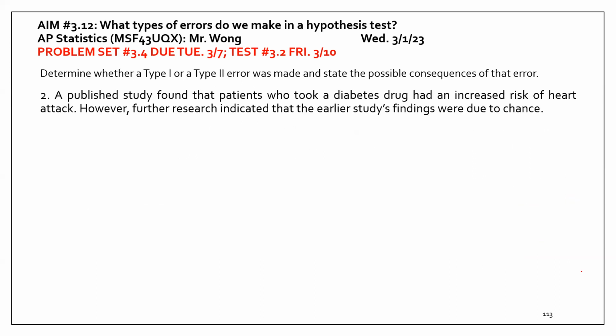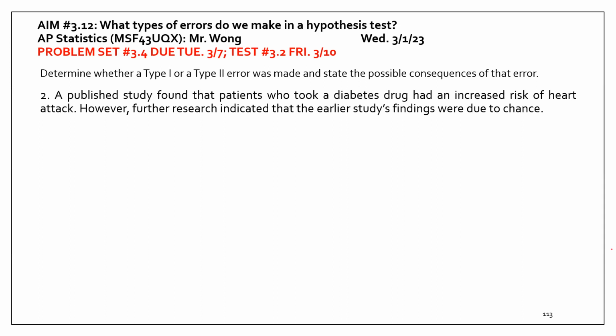So now let's take a look at the next question. Let's determine whether a type 1 or a type 2 error was made, and let's state the possible consequences of that error. Whenever we get questions like this, you want to make sure that you consider that in context. So let's take a look at number 2. A published study found that patients who took a diabetes drug had an increased risk of heart attack. However, further research indicated that the earlier study's findings were due to chance.